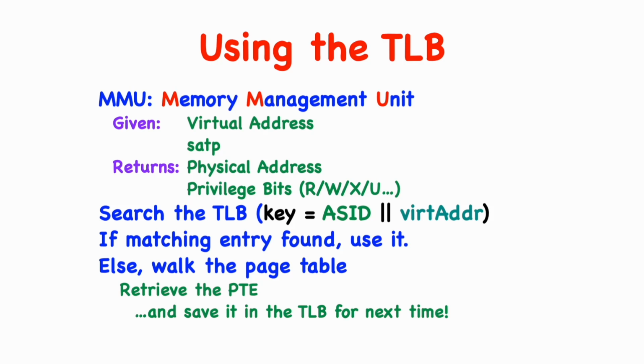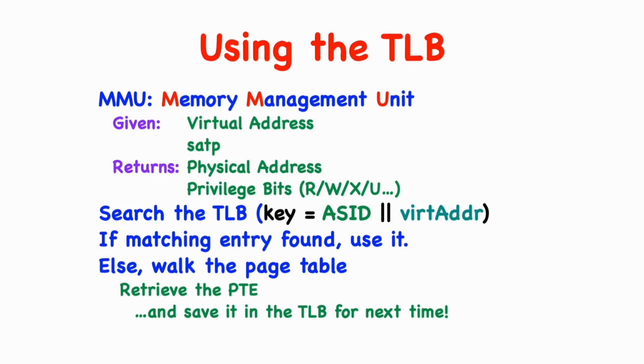So just a couple of points here. When the memory management unit walks the page table tree, it might retrieve a leaf page table entry that's invalid. That would probably not be saved in the TLB. Instead, a page fault would be generated and the process would most likely be terminated.